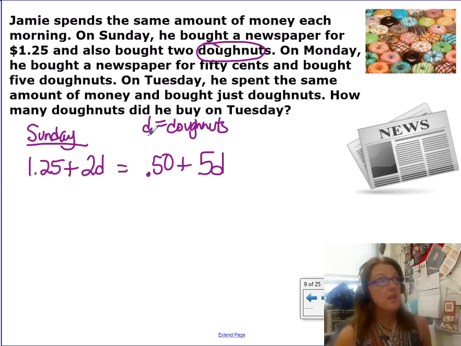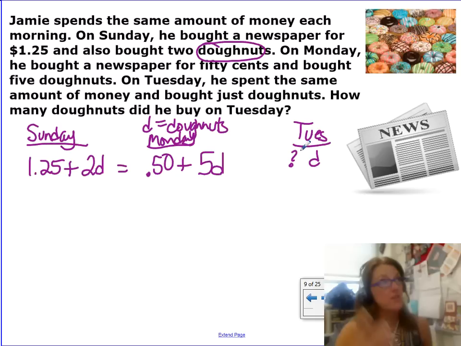Now, it said that every day he spends the same amount of money. So I know that whatever he spent on Sunday has to equal whatever he spent on Monday. Tuesday, I'm going to throw that over here. On Tuesday, he spent the same amount of money again, and he only bought donuts. But we don't know how many donuts he bought. Figure it out. You actually have enough information to do this because this is an equation.